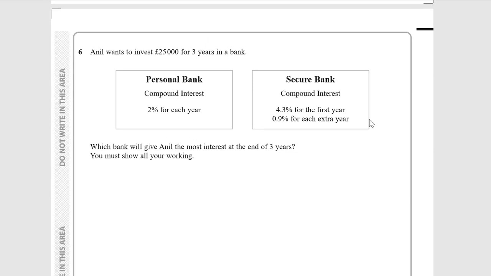Question 6. So Anil wants to invest 25,000 for 3 years in a bank, and he wants to determine which bank will give him the most interest at the end of the 3 years. So personal bank or secure bank. These are the deals: 2% for each year, and this one is 4.3% for the first year and 0.9% for the next extra years.